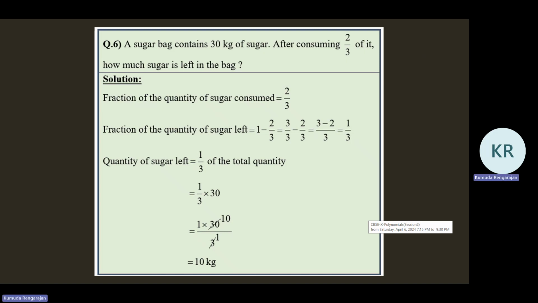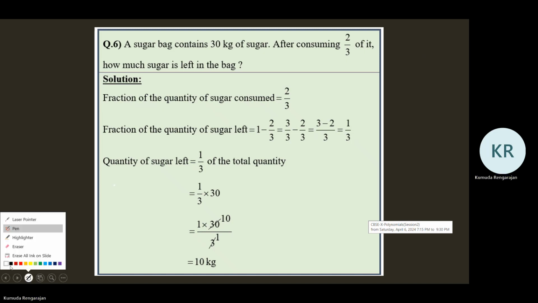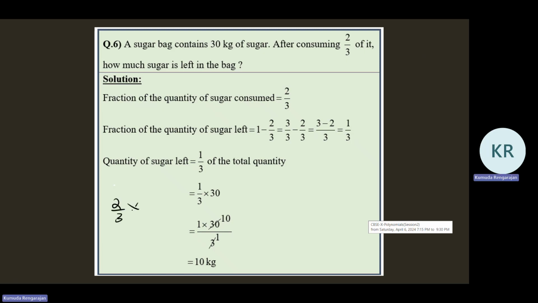So the fraction consumed is 2 by 3. Left is 1 by 3. So if you find 1 by 3 of 30, you will get the quantity left straight away. If you find 2 by 3 of 30, what will you get? The quantity of sugar consumed, 20. So left will be 30 minus 20, 10.